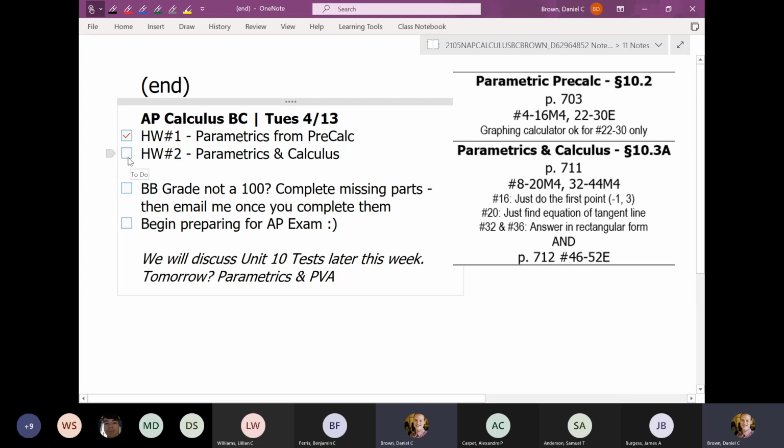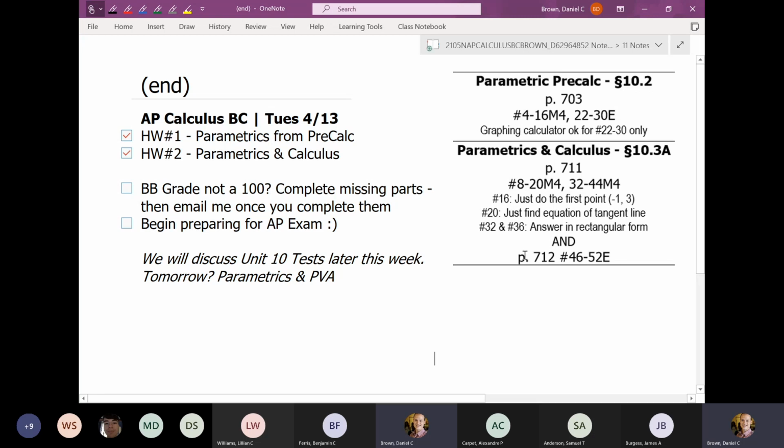And then now I am going to assign homework 2, the parametrics and calculus. It is typed on the top of the page in OneNote, but some of the questions I am shortening because they ask you to do a whole lot of stuff that I don't need you to do. So like number 16, it asks you to find the tangent line at several points. Just do it at the first point and move on. 20 also asks you to do a whole lot of stuff. Just find the tangent line and be done with it. And then for 32 and 36, you'll see it when you get to that question. I do want the final answer in rectangular form because that's how the AP exam will phrase that question.